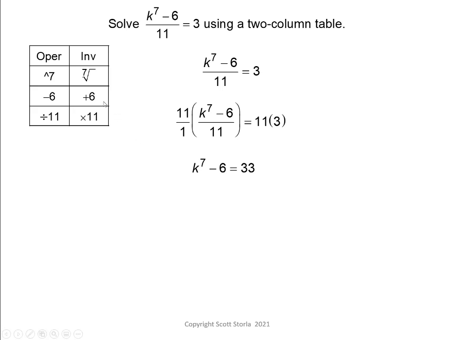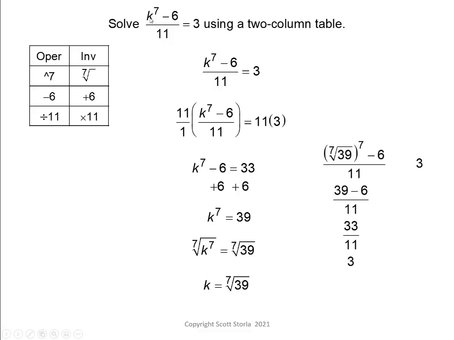I'll move up a row and add 6 to both expressions and simplify. I'll move up a row and take the 7th root of both sides and simplify. Here's my answer. I return to the original and substitute my answer. The 7th power undoes the 7th root, leaving me with 39. And then I simplify to find the left side is 3, just like it needs to be.